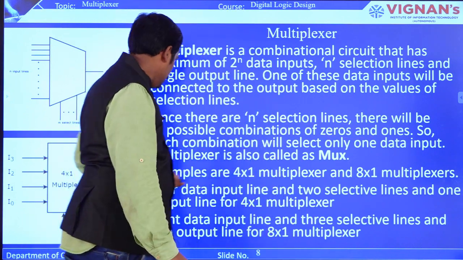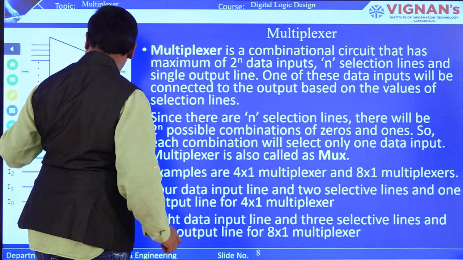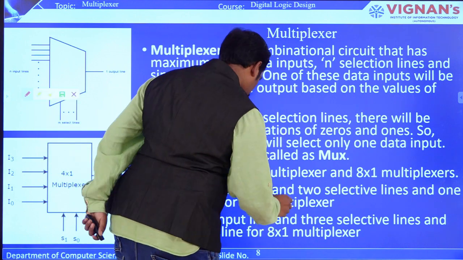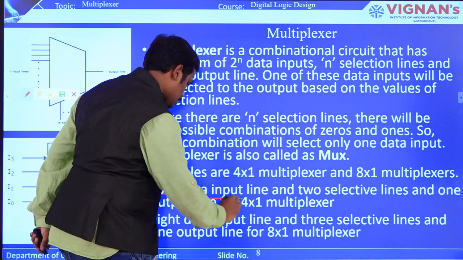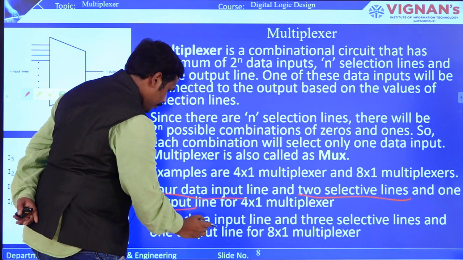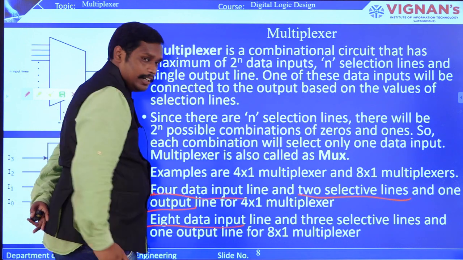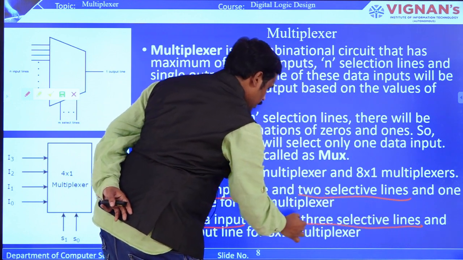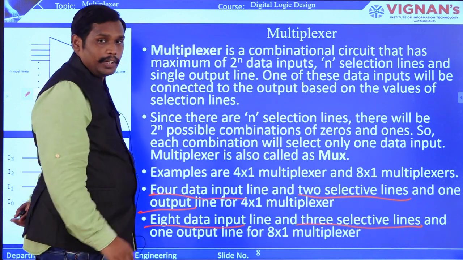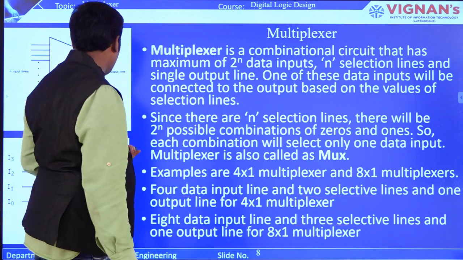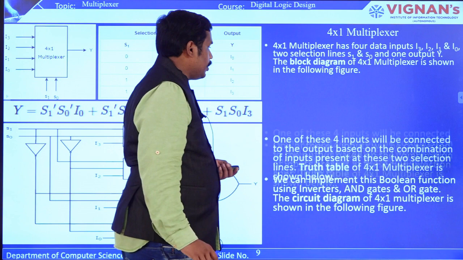Here also you can see that for the 4 data input lines, you will have 2 selective lines. This is 4 data input lines for 2 selective lines and 1 output line. In the same way, whenever it is 8 by 1, then 8 data lines are there with 3 selective lines, and 1 output line is there for the 8 by 1 multiplexer, right? So now we'll see how this is going to work.